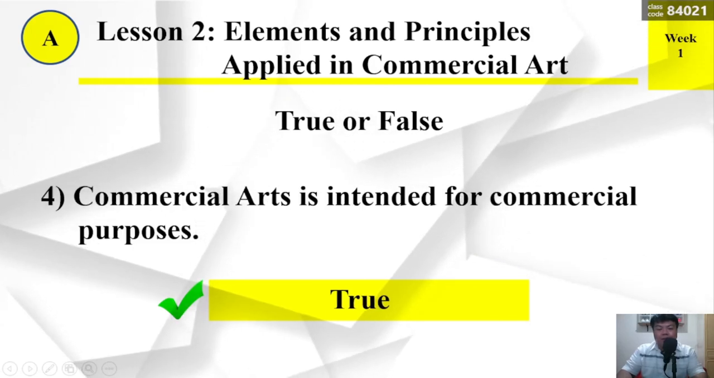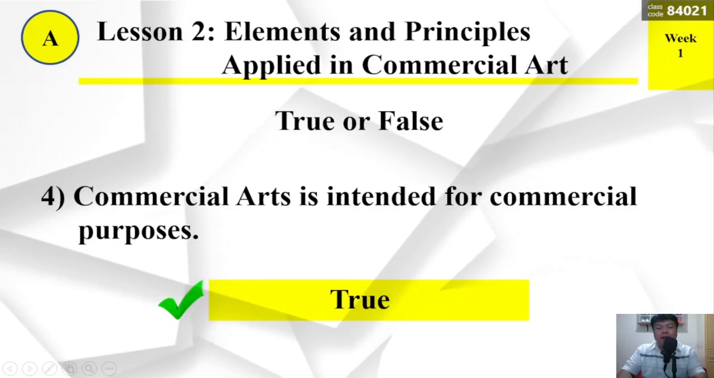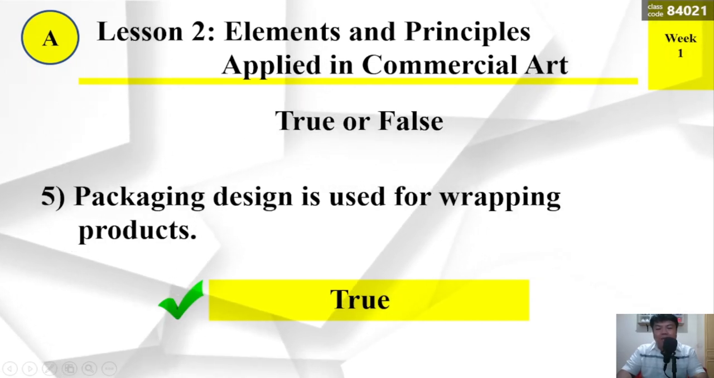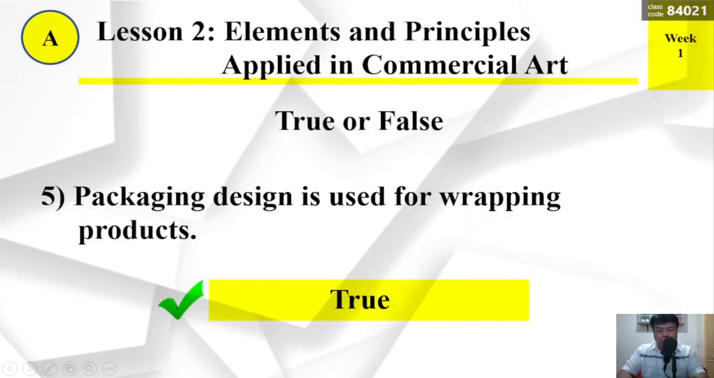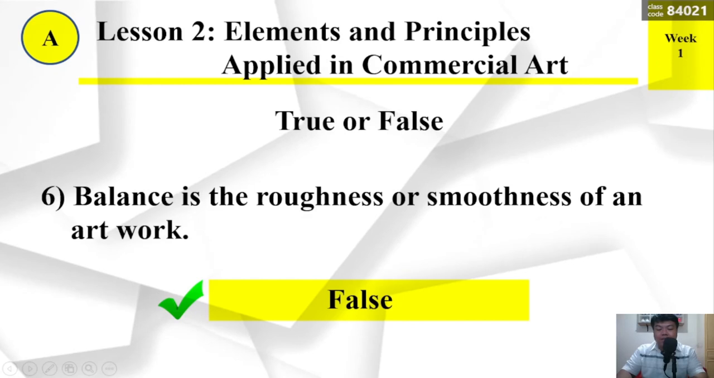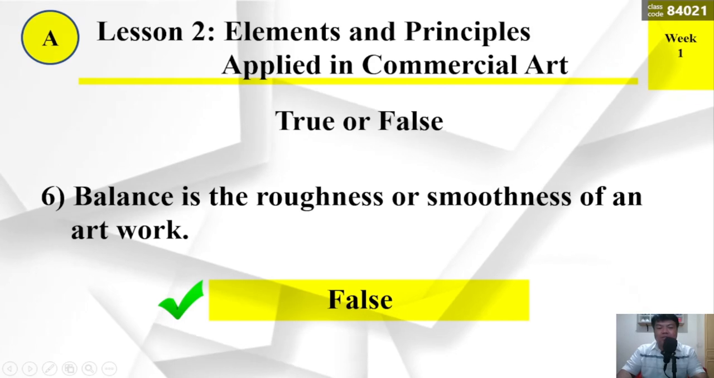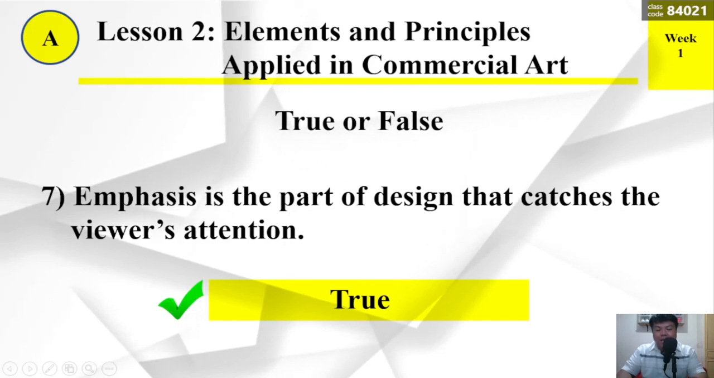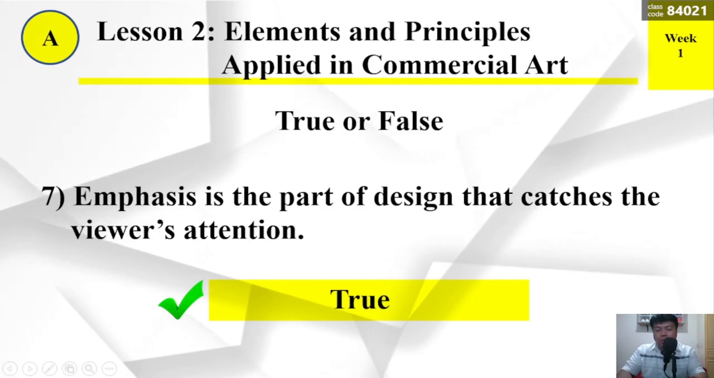Number 4, commercial arts is intended for commercial purposes. The correct answer is true. Number 5, packaging design is used for wrapping products. The correct answer is true. Number 6, balance is the roughness or smoothness of an artwork. False. Number 7, emphasis is the part of design that catches the viewer's attention. True is the correct answer.